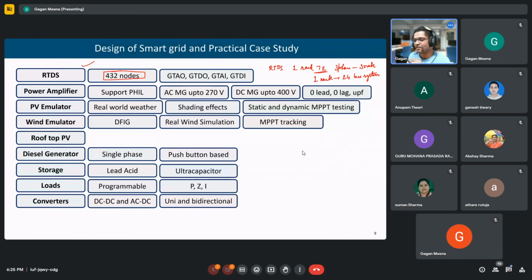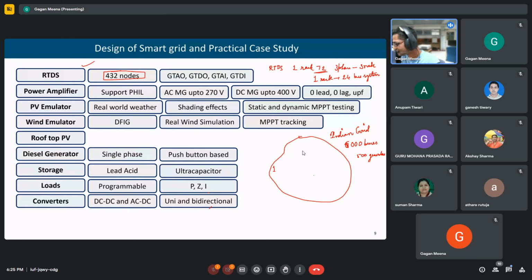That is why in that example, one case study was shown for the entire Indian grid. This is the case study for that only. The entire Indian grid has more than 6,000 buses and more than 500 generators.